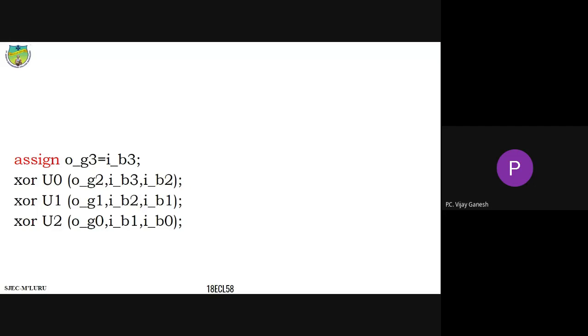Okay. Now, in the first assign statement, G3 should be mapped to B3 of the input. So the equivalent in vector accessing will be assign out_g[3] equal to in_b[3]. See the locations. There we had given the entire input as a name, but here we have one input port name, and then we access that particular location.